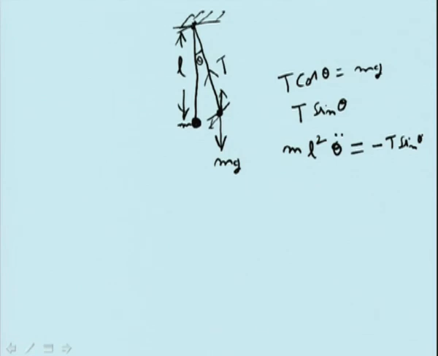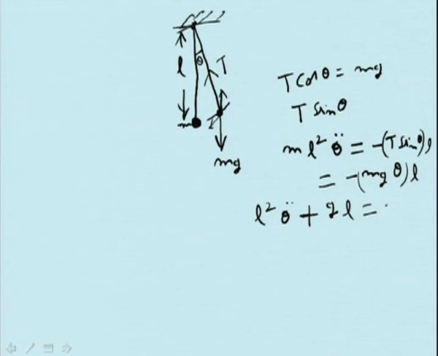Now if we assume that theta is very small, in that case T will be equal to mg and sin theta will be theta. Therefore this becomes minus mg into theta, and therefore L square theta double dot plus g by g, this is minus T sin theta. Here I have to multiply by this length, then it will become this moment, this is the restoring moment. So mgL theta is equal to 0.